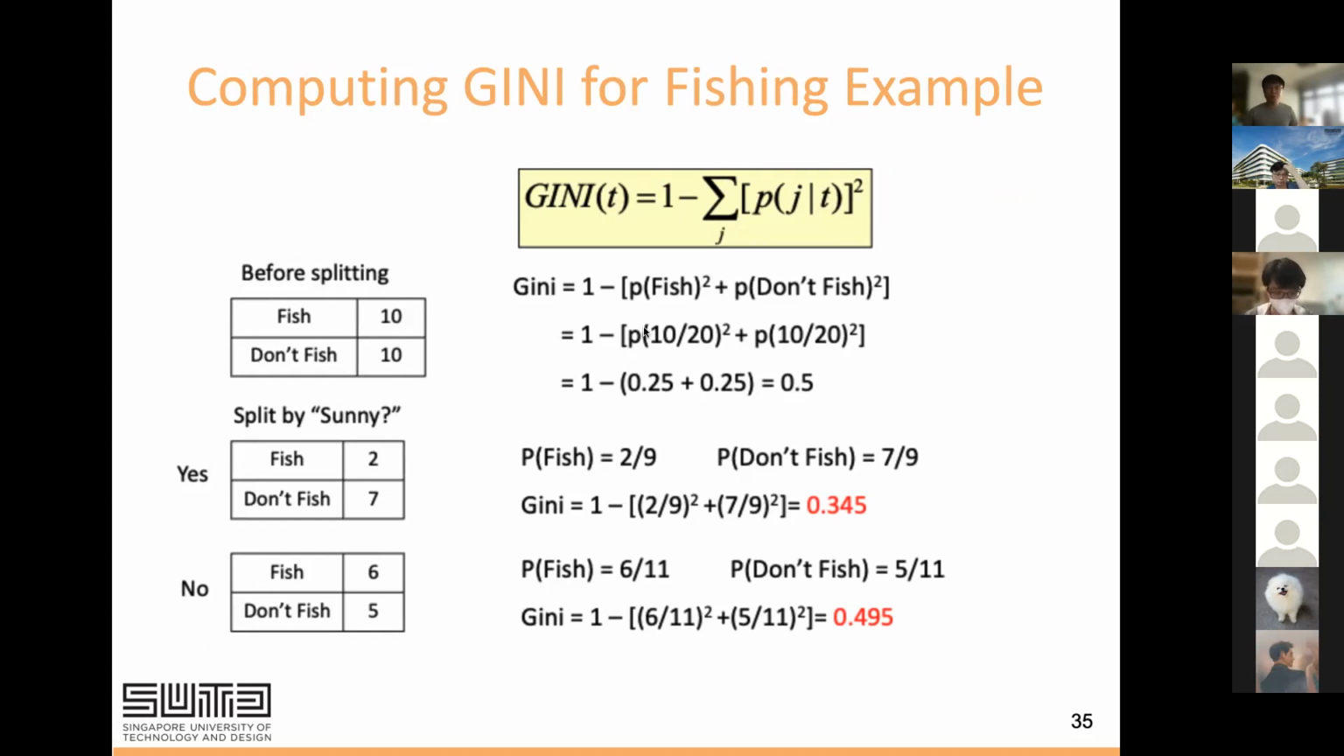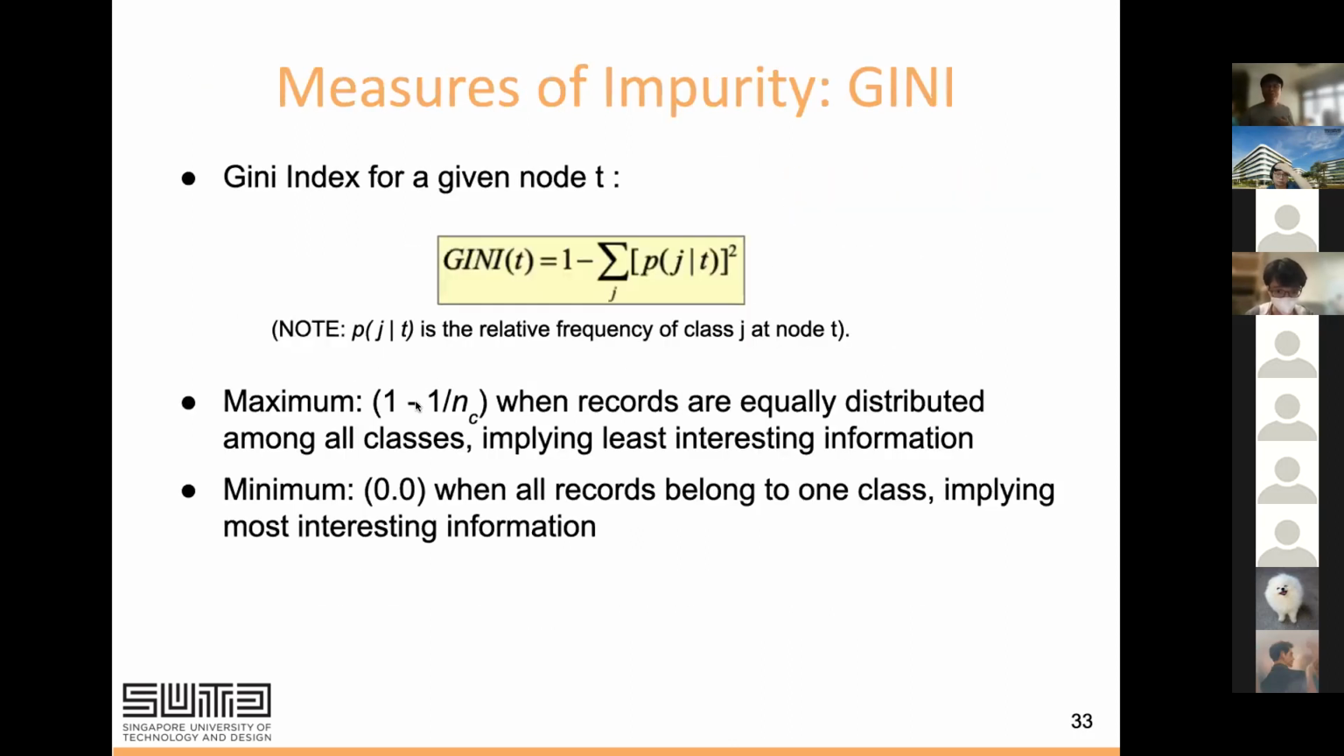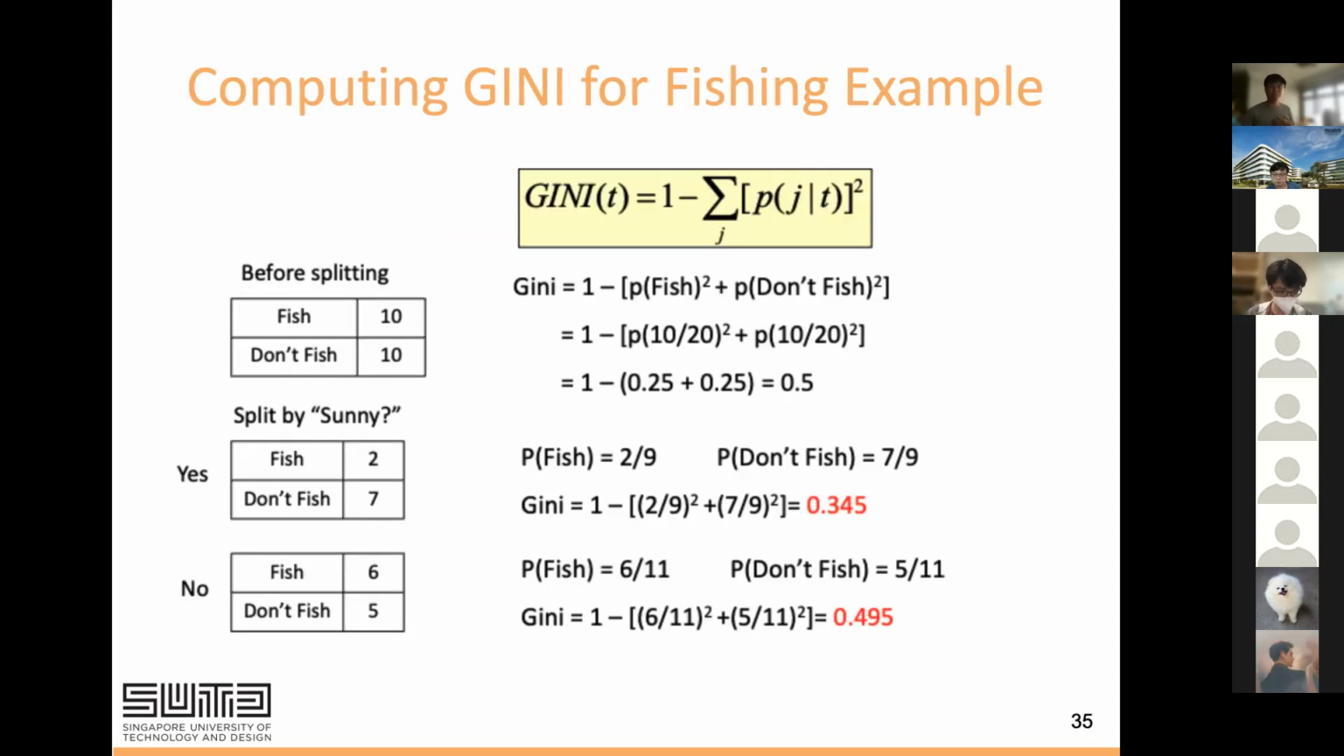Before we do the splitting, like what I mentioned, let me go back 2 slides for you. Go by this assumption that the maximum value you can get is 1/2 because it's binary classification, so 0.5 is the maximum. We take 1 minus the probability of fish, the target class being go fishing, squared, plus the probability of don't fish squared. We get 1 minus 0.25 plus 0.25, and the final value, the maximum value you will ever get for this binary classification task, is 0.5.